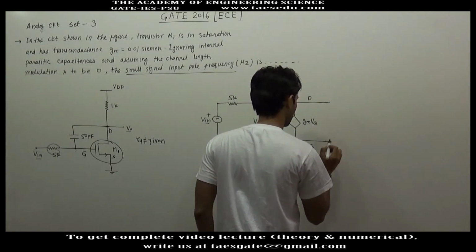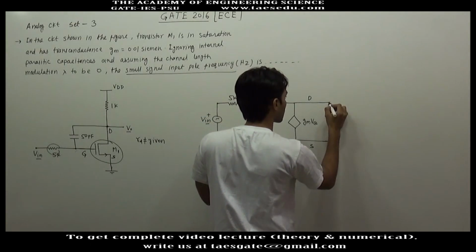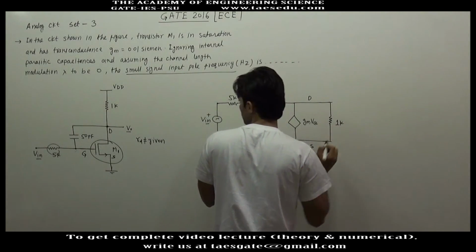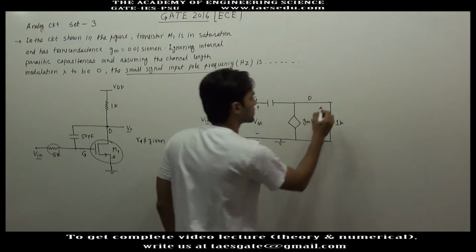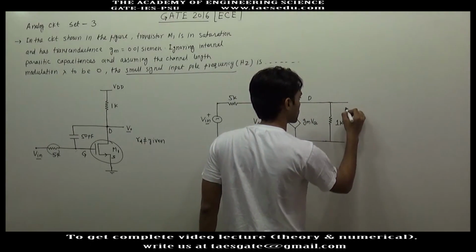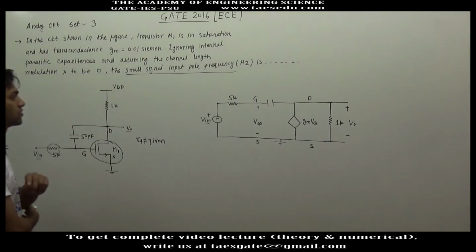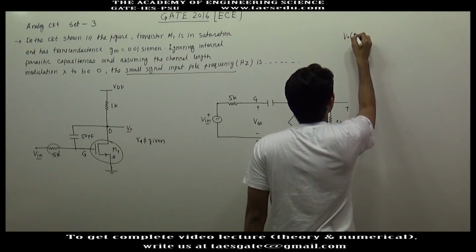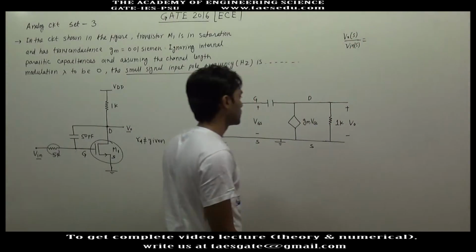VDD is grounded, it means here we have ground. This is 1 kilo ohm. Output is taken between D and ground. This will be the output voltage. So we have a circuit diagram, and with the help of this circuit diagram we have to find out V0 S divided by V input S, the transfer function of this circuit.